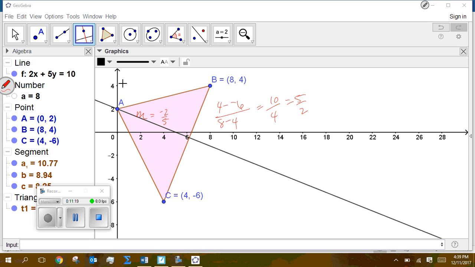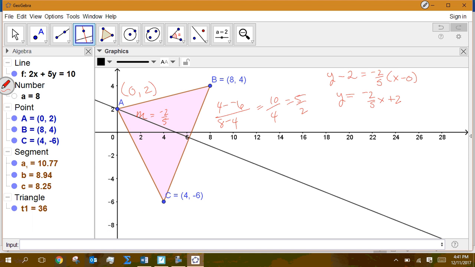But we also know that that line has the point 0, 2 on it. So I'm going to write my equation as y minus y1 is equal to -2/5 times x minus x1. When I evaluate that, it becomes y equals -2/5 x plus 2. So that's the equation then of that altitude.